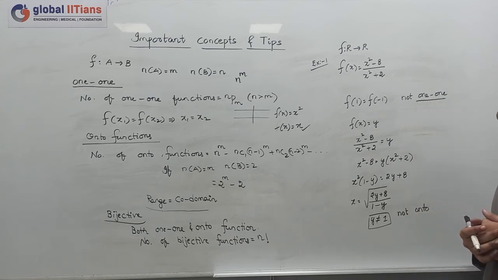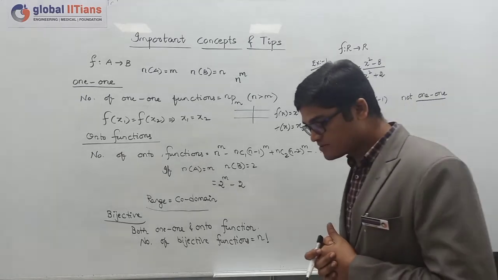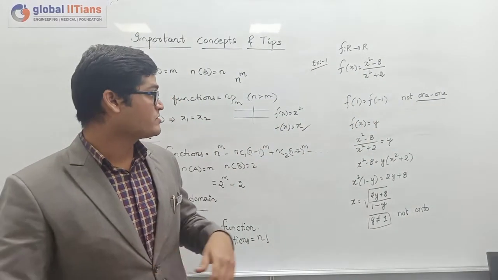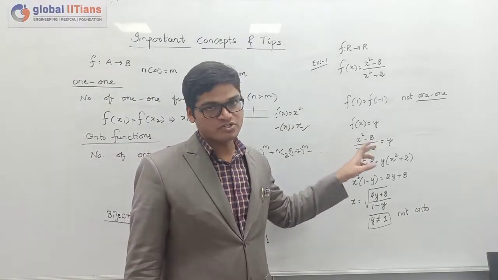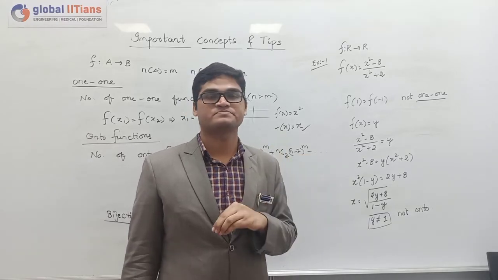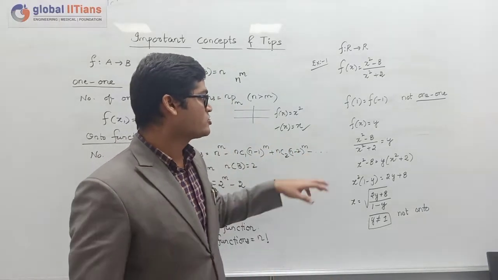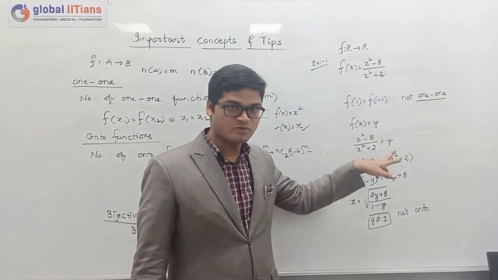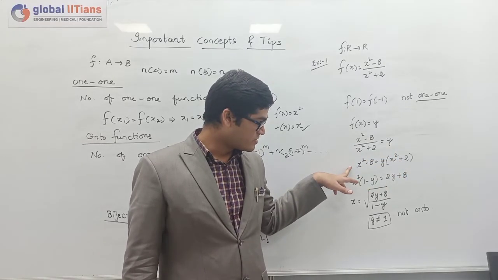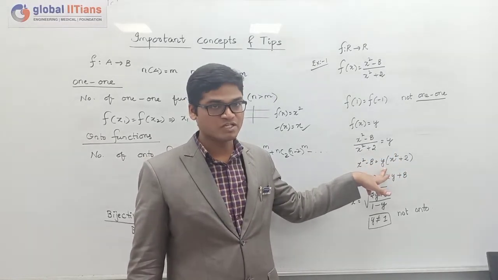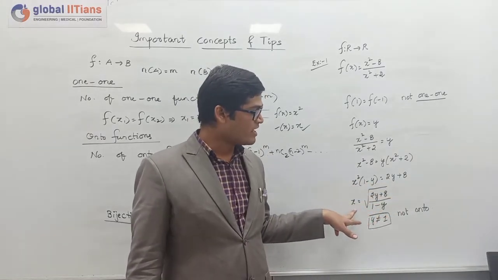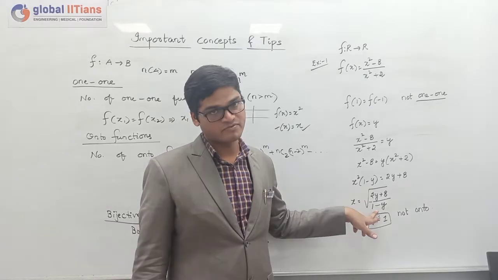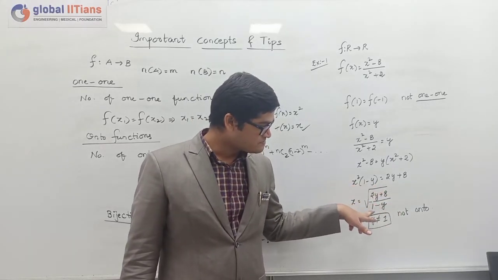Next, coming to the onto function. In onto function, we have to check whether the range is equal to the codomain or not. To find the range, as we studied in grade 11: equate the given function to y, write x in terms of y, then find the domain of y. So x square minus 8 divided by x square plus 2 is equal to y. If I simplify this, x square minus 8 is equal to y into x square plus 2, so x square into 1 minus y is equal to 2y plus 8. We get x as root of 2y plus 8 divided by 1 minus y. Now find the domain of this.